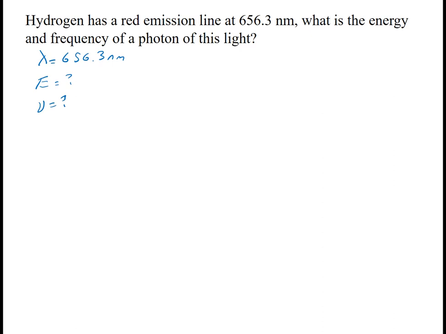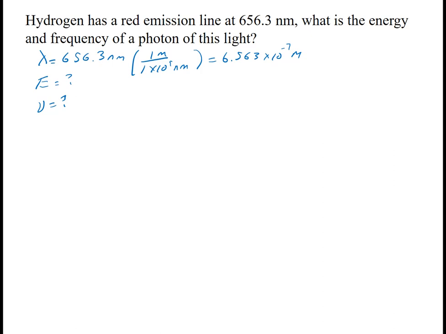Now, when we did the other problems, the unit of lambda was in meters. So the first thing I need to do is change this to meters. So this is going back to chapter 1. The fact that 1 times 10 to the 9th nanometers is 1 meter. And so this becomes 6.563 times 10 to the minus 7th meters. And yes, you need to know this, okay?